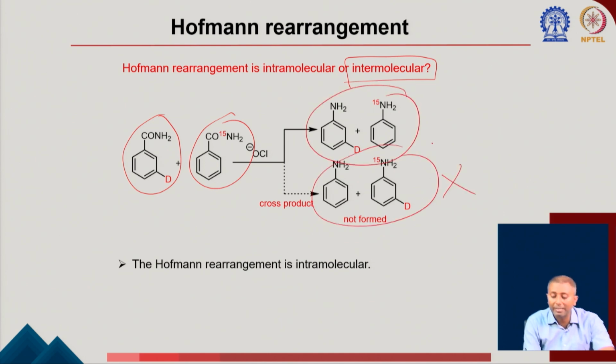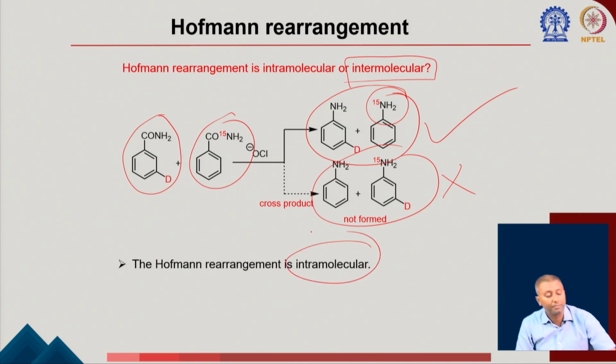So what is this telling you? This is telling me that of course this NH2 is coming from this CONH2, and in case of the 15-labeled one you end up getting the aniline in which the nitrogen is 15-labeled. So this is going through an intramolecular, not intermolecular, pathway.